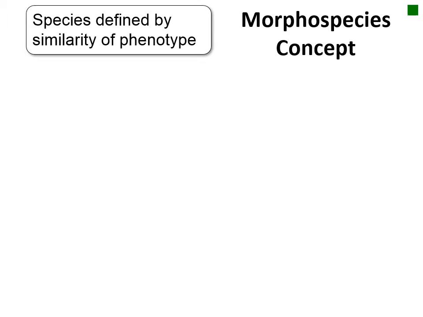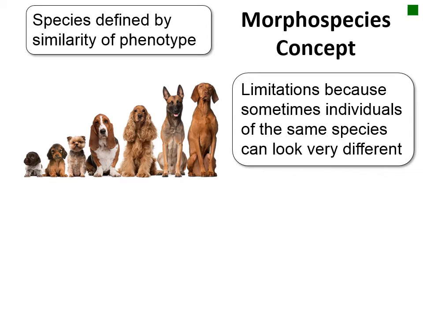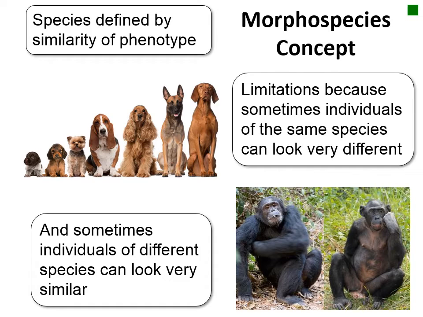Biologists often use a second definition of species called the morphospecies concept, which states that members of the same species usually look alike. In this concept, if organisms have similar phenotypic characteristics, then they can be classified as the same species. This concept is useful, but it isn't perfect. For example, the variety of phenotypes we see in dog breeds does not make them different species. They are all members of the species Canis familiaris. Some species, such as the chimpanzee on the left and the bonobo on the right, look very similar but are actually different species.